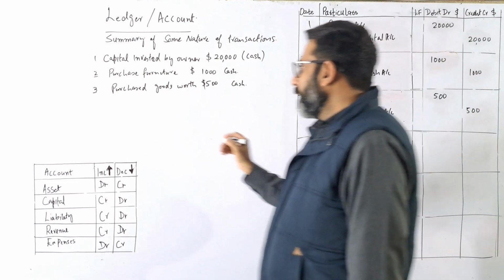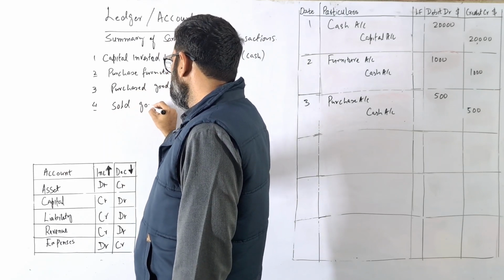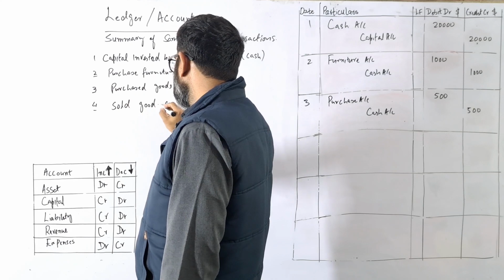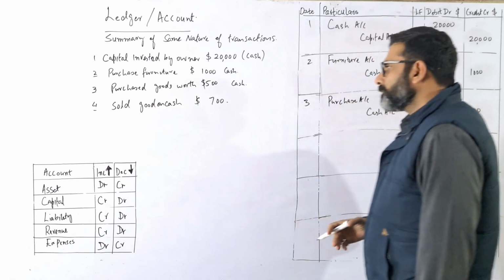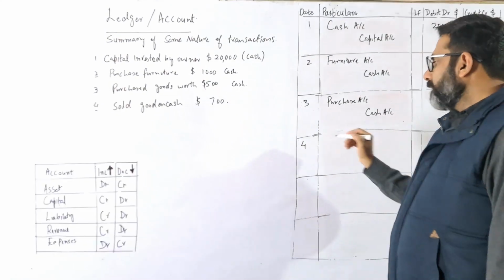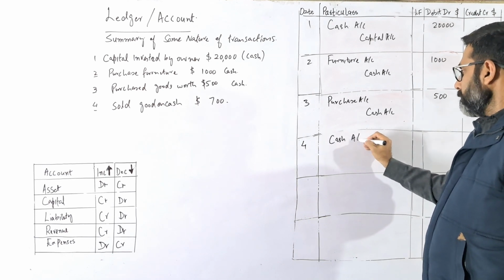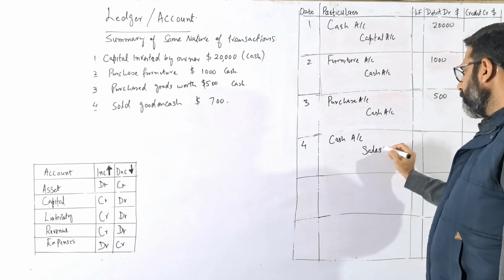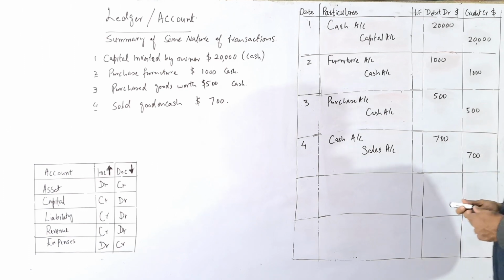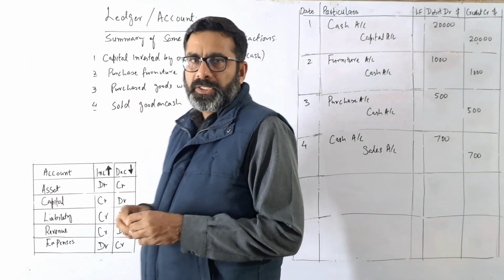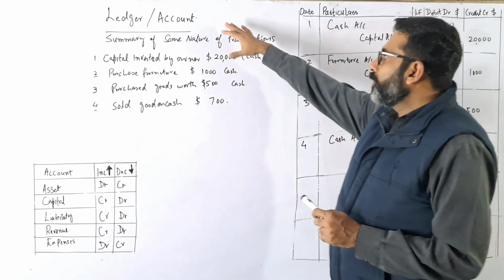Okay. Then the fourth thing we have is, for example, they have sold the goods for cash, let's say $700. The company has sold some of the goods for $700. So cash will be debit, and the sales account will be credited by $700. Let's say we have these 4 transactions here, and for these transactions we need the account or the ledger.